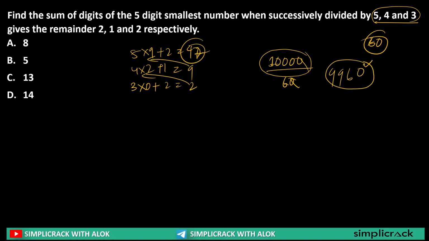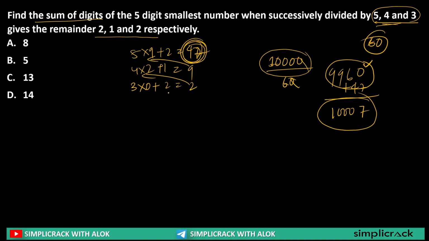9960 is the nearest possible number that is divisible by all these numbers, right? But what we are seeing is that the remainder will be 47. So if we add 47, what will be the number? 10007. So this is the number which, when divided by this, gives this remainder. So that's the formula. Now we have to add the digits, because it says find the sum of the digits. So 7 plus 1 is equal to 8. So in this case we are finding the remainder first, then the nearest possible number which is divisible by this, and then we are simply adding the remainder.